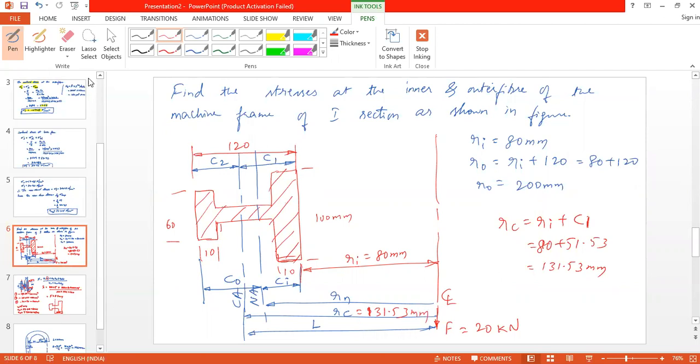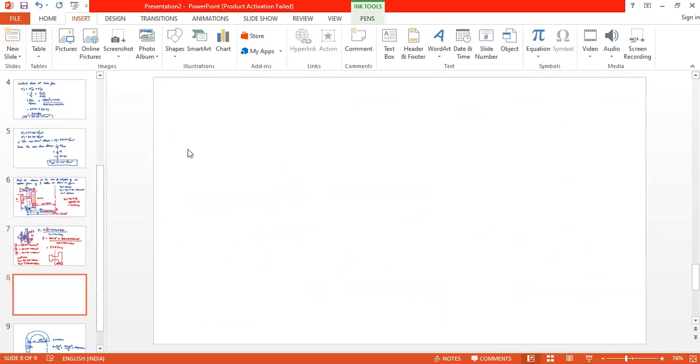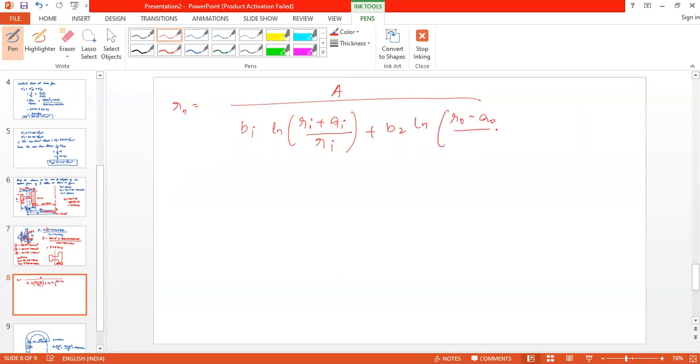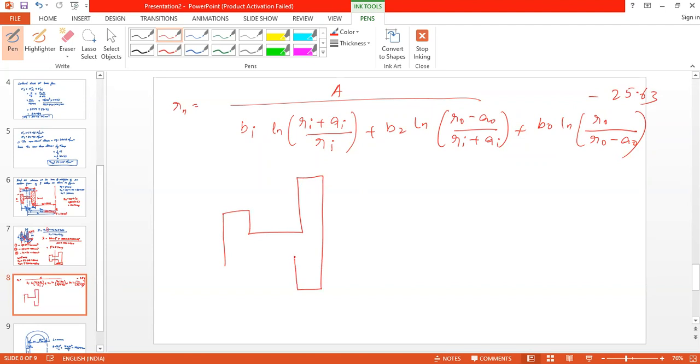Okay, next, what is Rn? For Rn, we have an equation: A divided by b1 natural log of (Ri plus A1) divided by Ri, plus b2 natural log of (R naught minus A naught) divided by (Ri plus A1), plus b naught natural log of R naught divided by (R naught minus A naught). This is from equation 25.63.